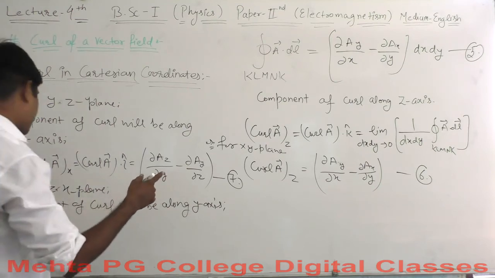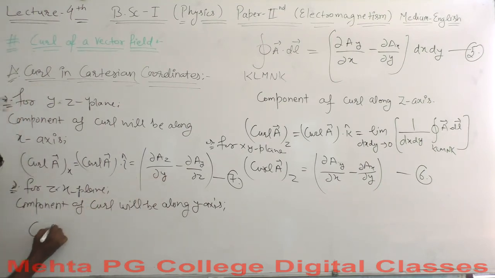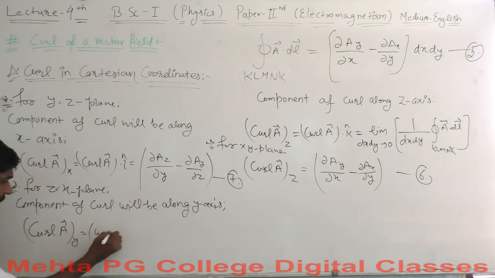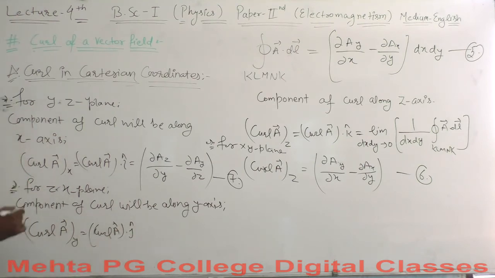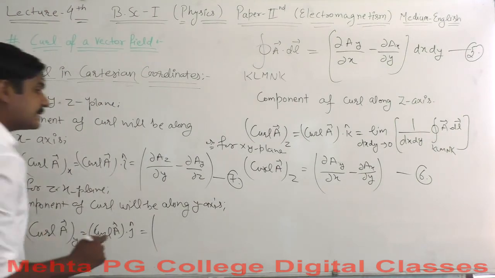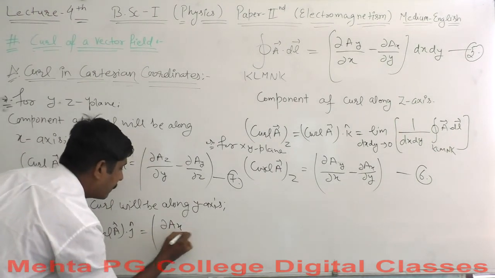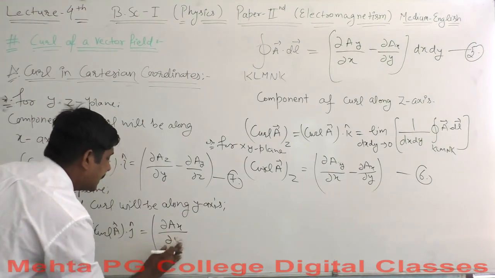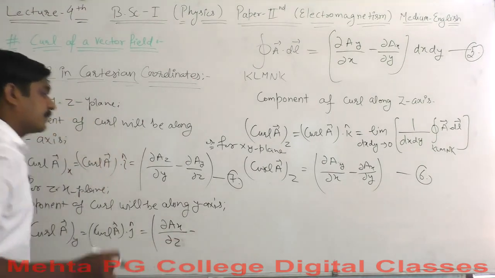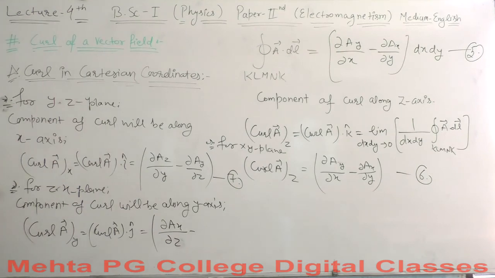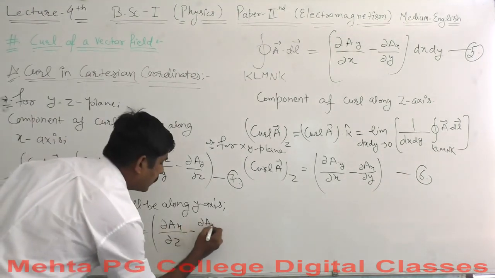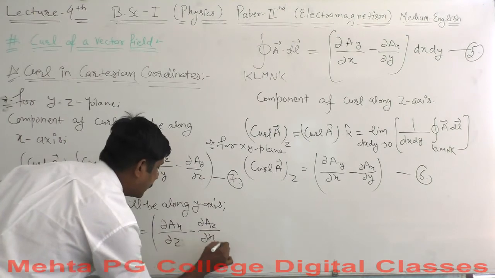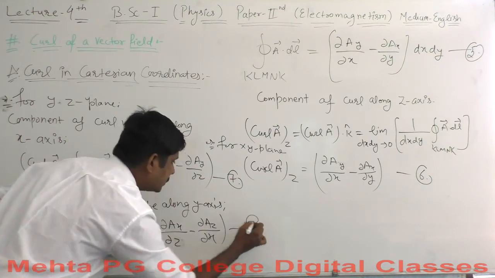So you say, maybe this is a perfect space here, the curl of vector A along y, or curl of vector A dot j cap, equals what? It will equal ∂Ax/∂z minus ∂Az/∂x. This must be equation 8.